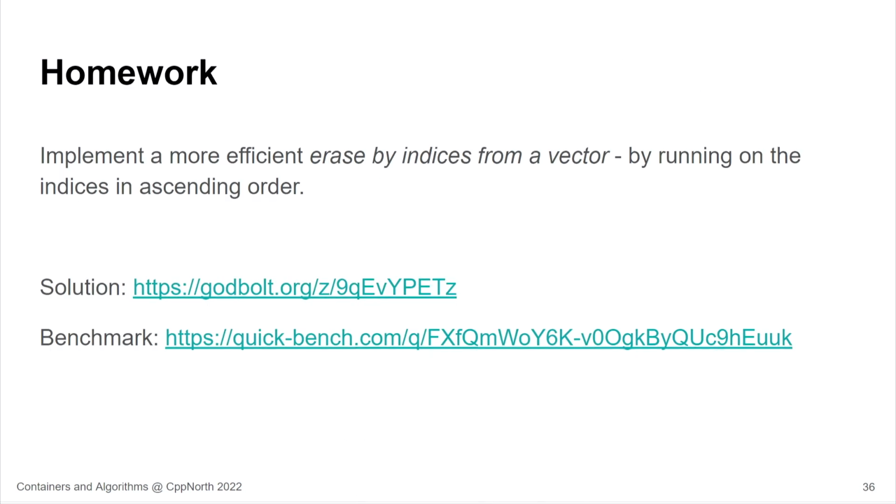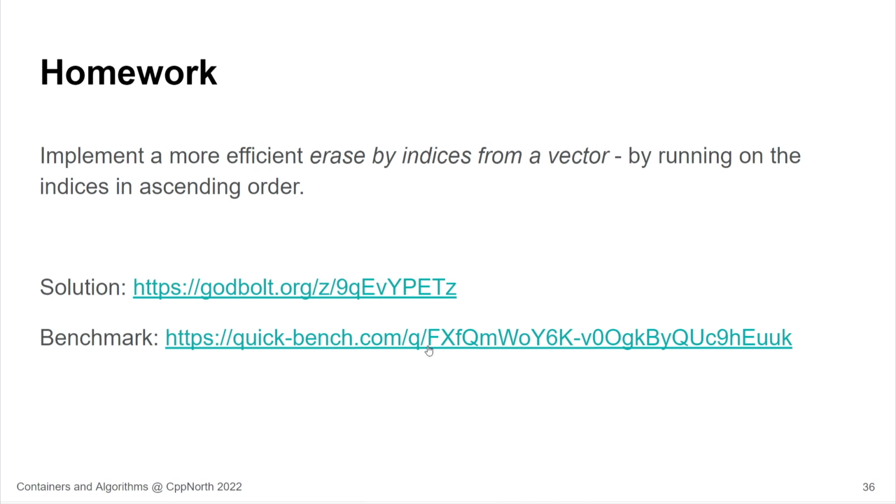As homework, there is homework. I didn't tell you at the beginning, sorry. As homework, I would let you implement a more efficient erase by indices from vector by running on the indices in ascending order. Can you do that in ascending order? Well, if we actually calculate what would be the next index after we erase, yeah, we can do that. Why can it be more efficient? Because we would move smaller bulks. The bulks that we would move would be only to the next iterator, so to the next one that we need to erase. This would be for homework.